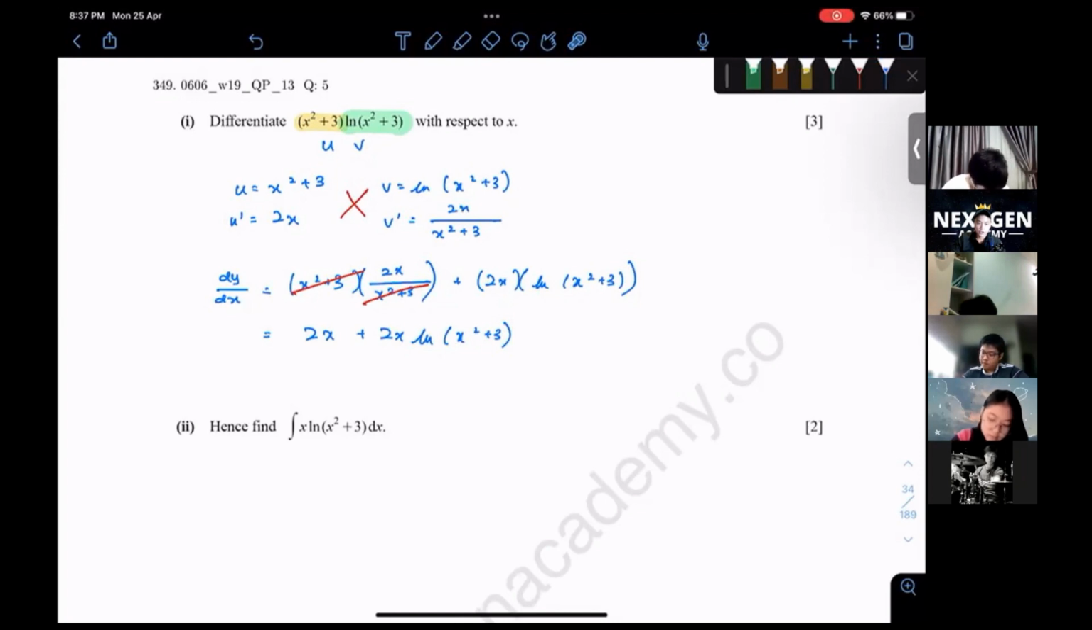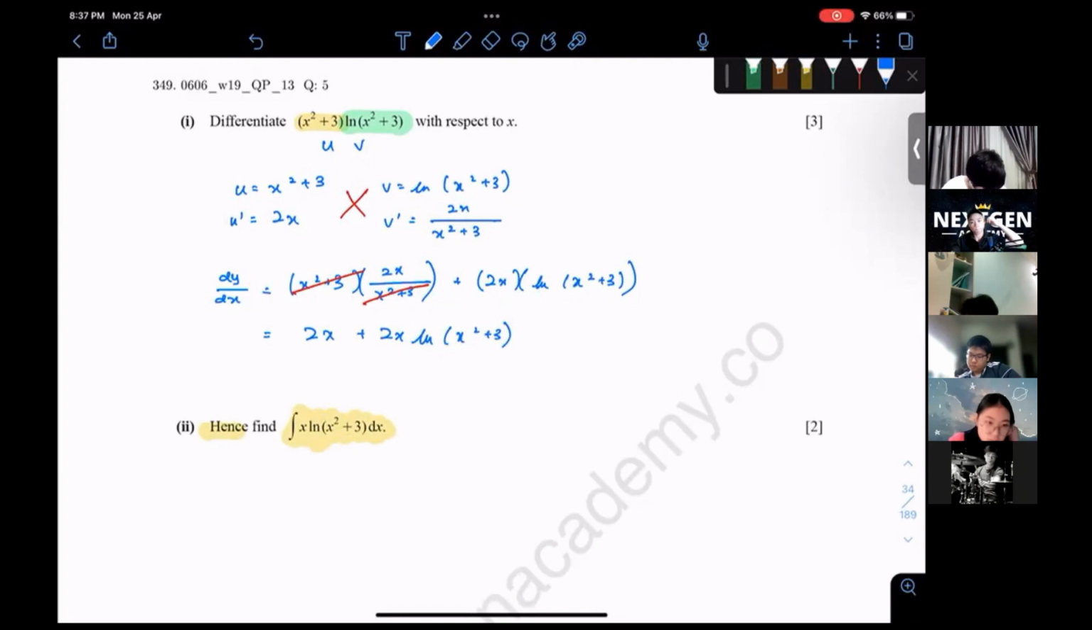Okay, Suki, you want to try this? What do you think you should do for this? Hence, find integrate for x ln x squared plus 3 dx. What's the method that we need to do here?